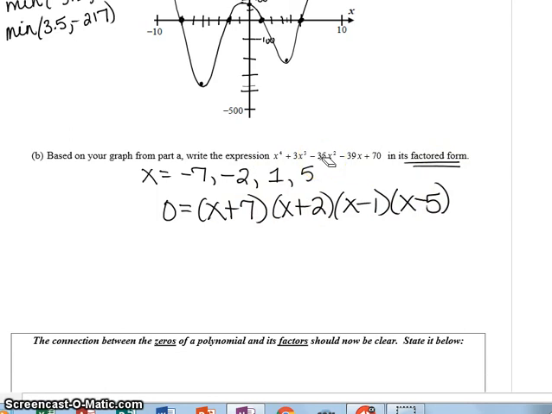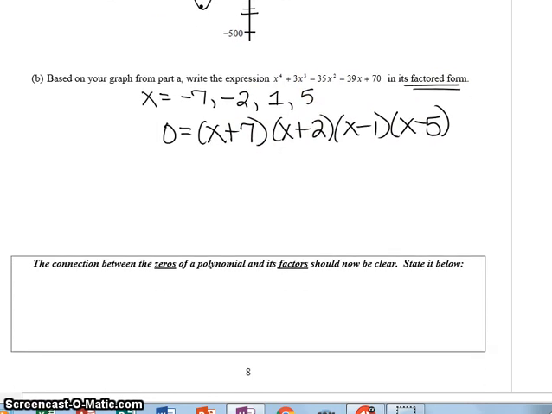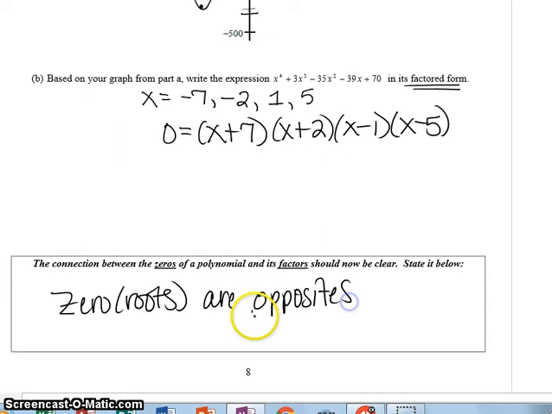function right there. Okay, so one thing in this little box here, it says the connection between the zeros of a polynomial and its factors should be clear now, stated below. Your zeros, which are your roots, are opposites. Okay, that's a key word there, guys. They're opposites of your factors and vice versa. So when your roots were -7, your factors were +7. Or you could think of it this way. If your factor was x plus 2, then your root was -2.